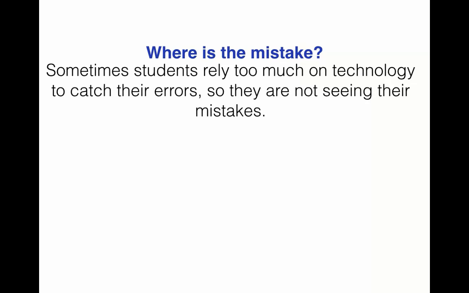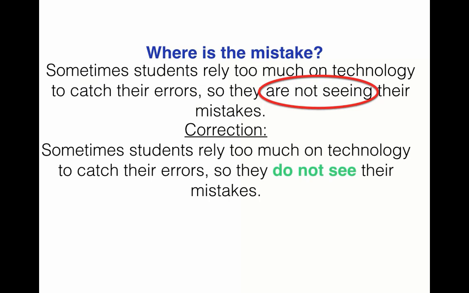Can you find the mistake in this sentence? You're right. We do not want the present progressive here. It should be, do not see their mistakes. We need the simple present because see is a verb of state. All right, good job. I told you it would be easy.